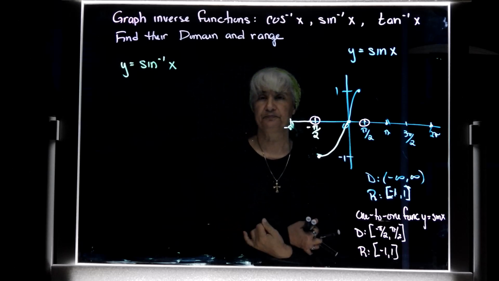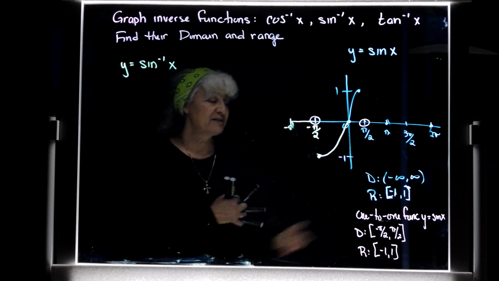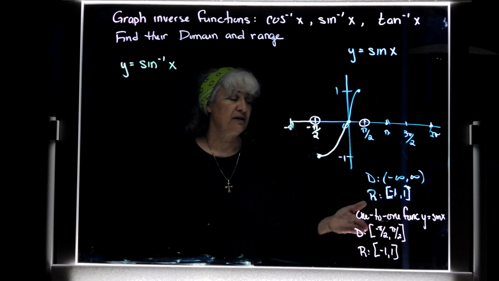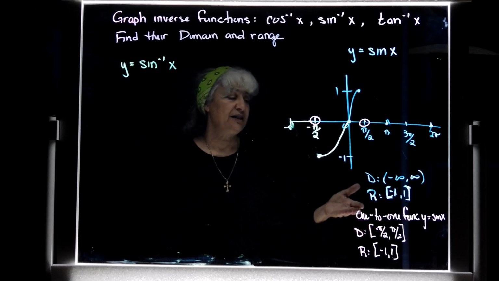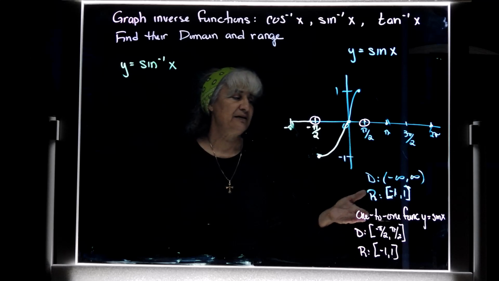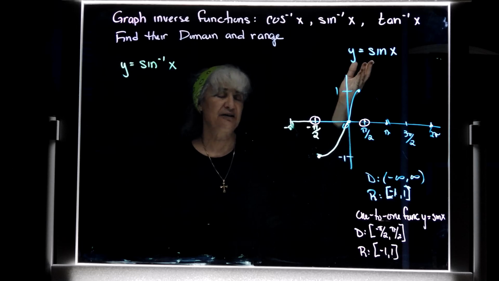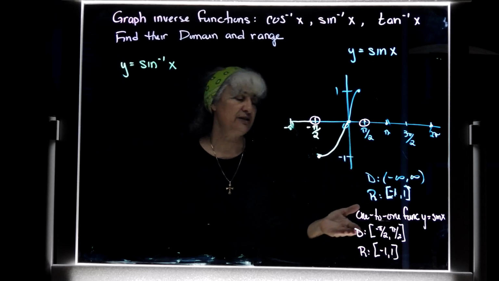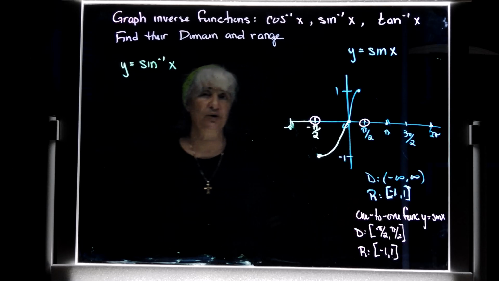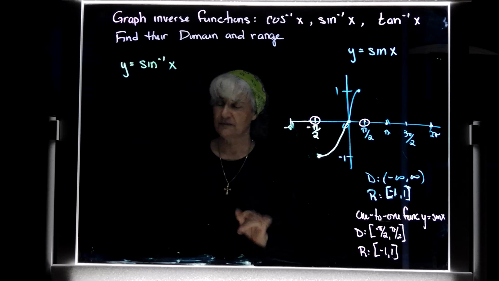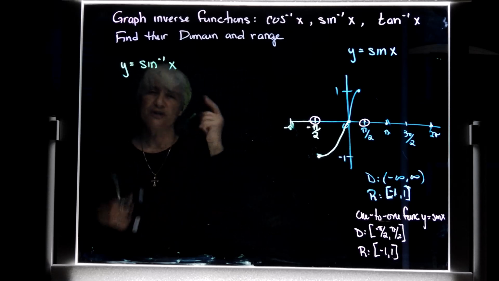All right? Does this make sense? This is why the domain of the inverse functions is different than the original domain of sine and cosine, because you have to limit the domain of the sine and cosine functions to make them one-to-one. All right, just checking. So let's go over here.